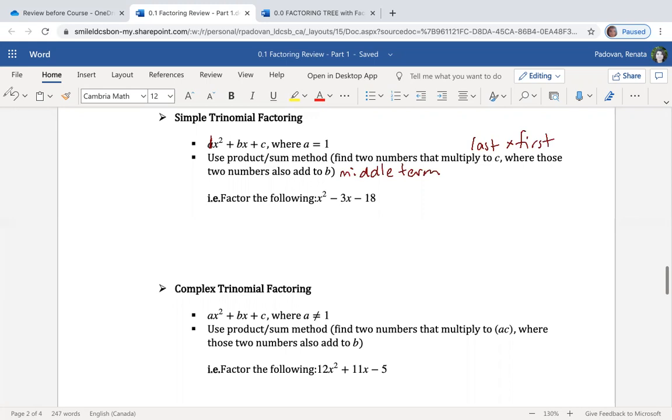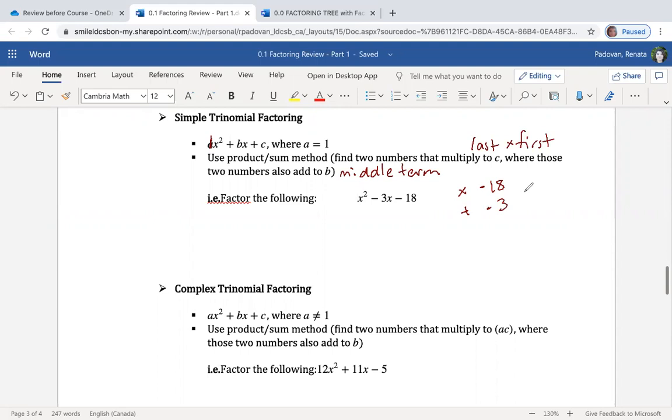So for example here, let me just move this over as well. If we have a look here, this x squared minus 3x minus 18, we can see right away that the a value here is 1. So that means that it's simple trinomial factoring. So I'm looking for two numbers that multiply. Off to the side here, I just write that multiply to, and add the signs in, negative 18, which would be negative 18 times 1, right? And adds to negative 3.